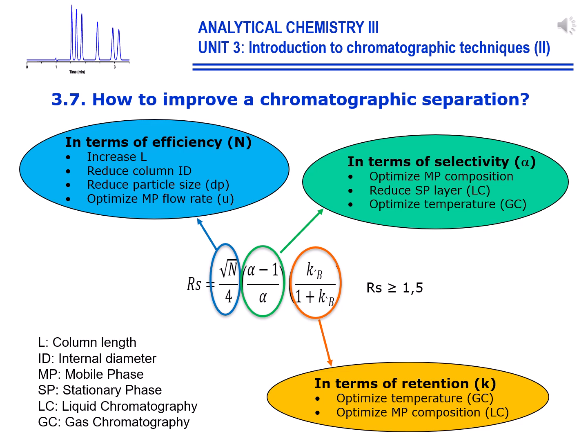Other strategies to increase N or decrease H from the Van Deemter equation could be to reduce the particle size of the stationary phase, reduce the internal diameter of the column, or optimize the mobile phase flow rate to get a minimum H value.